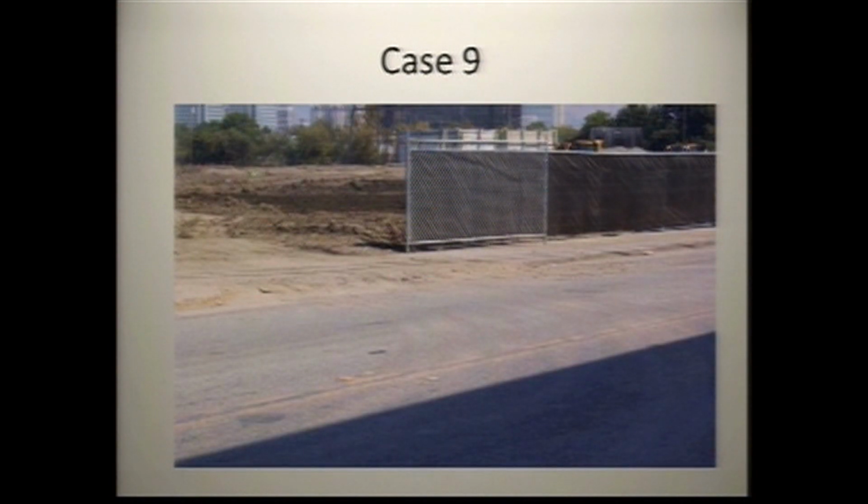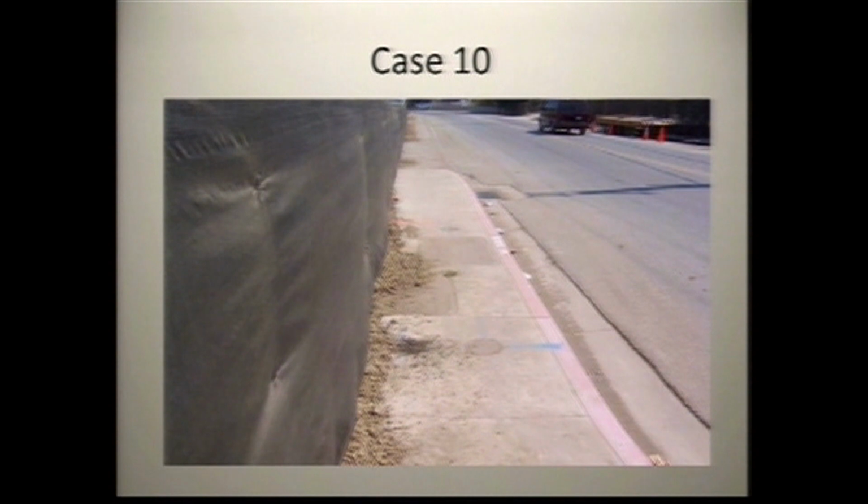How about here? Yeah, no construction entrance or exit, and there's dirt in the street, so two, you know, noticeable offenses right there. How about here? Yeah, the perimeter control is the screen, right? So obviously there's not good perimeter controls here.